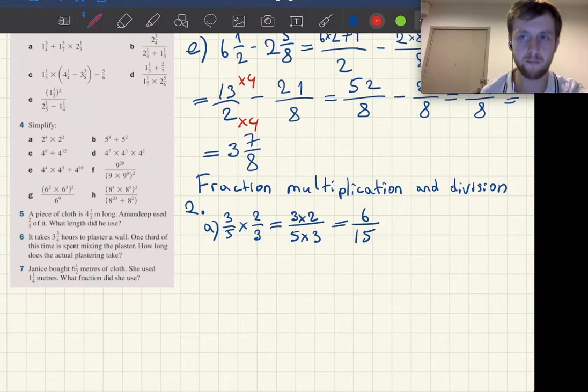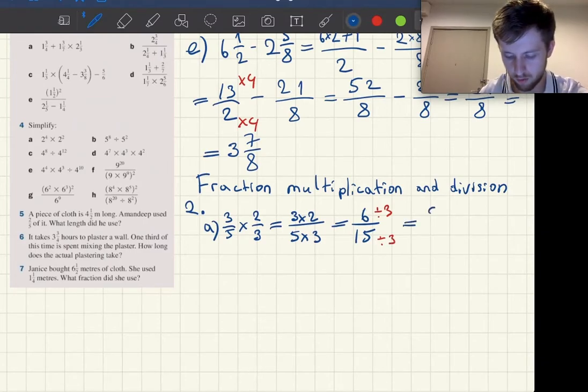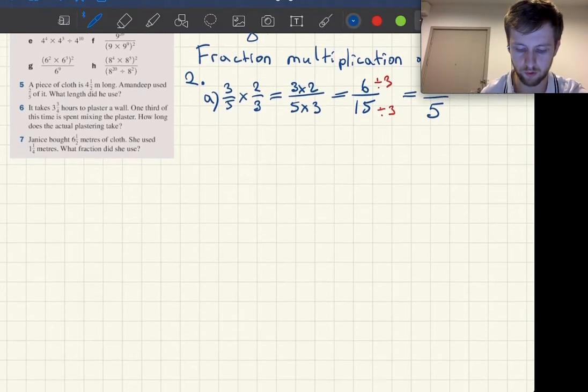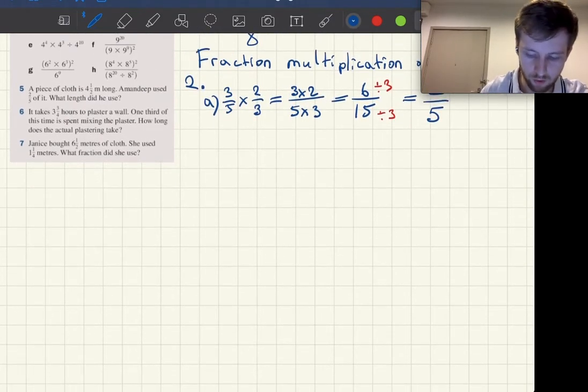This can be simplified a little bit because both parts can be divided by 3. Both 6 and 15 can be divided by 3, and the result should be 2 over 5. This is the final result. Okay, and let's do B.